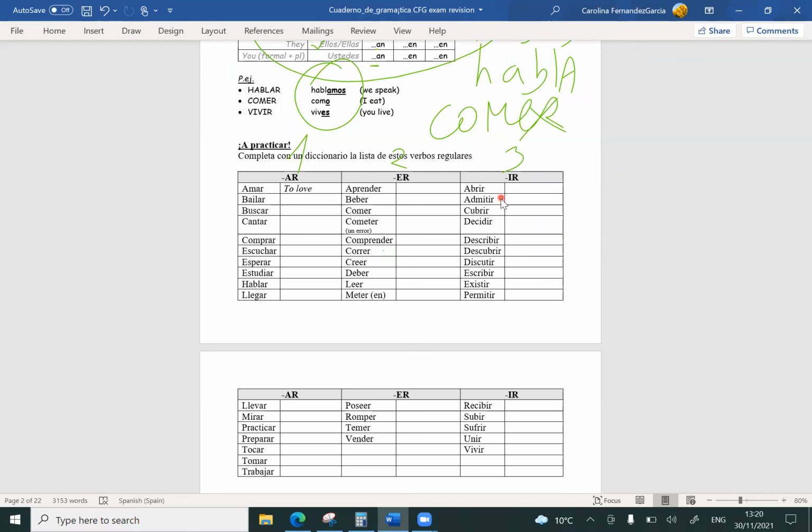Abrir, to open. Admitir, to admit. Cubrir, to cover. Decidir, to decide. Describir, to describe. Descubrir, to discover. Discutir, to have a disagreement. Escribir, to write. Existir, to exist. Permitir, to allow. Recibir, to receive. Subir, to go up or increase. Sufrir, to suffer. Unir, to join or link two things together. And vivir, to live. Vivo en doble.